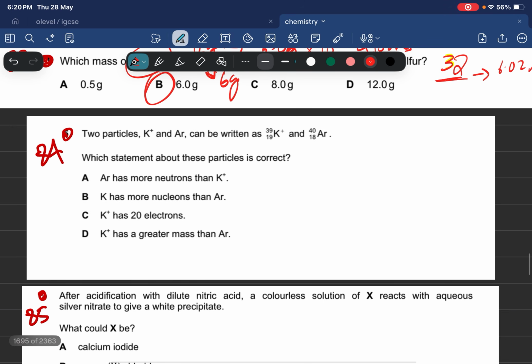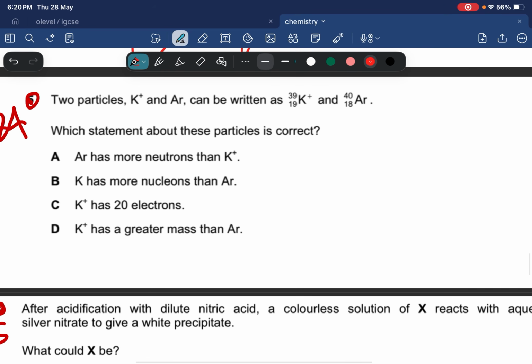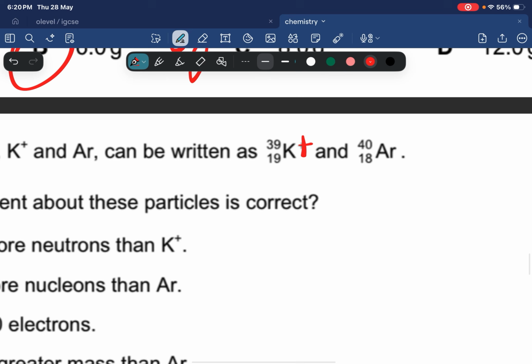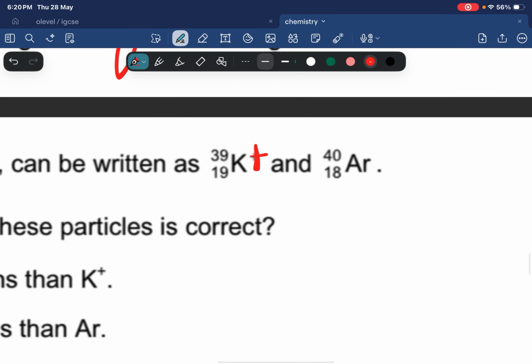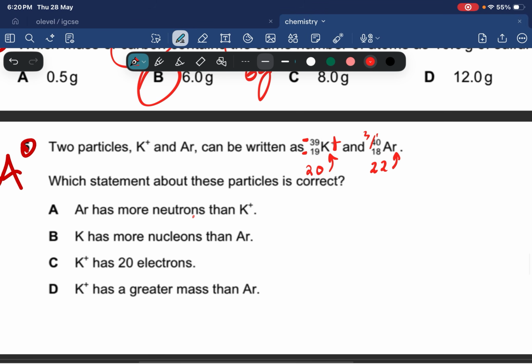Okay, two particles K plus and Ar can be written as this. Which statement about these particles is correct? K positive 1 means it has lost 1 electron. Okay, Ar, let's find out the number of neutrons. That neutrons is going to be this minus this. So this is 40 minus 18, 22. This is 39 minus 19, 20. So argon has 22 and potassium has 20. Argon has more neutrons than K plus.